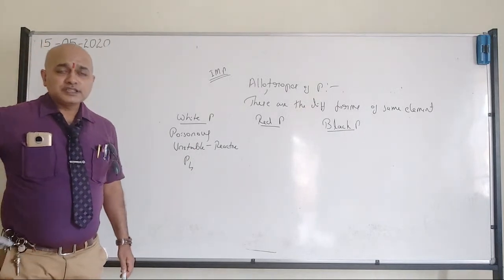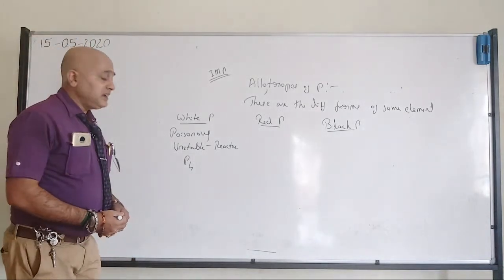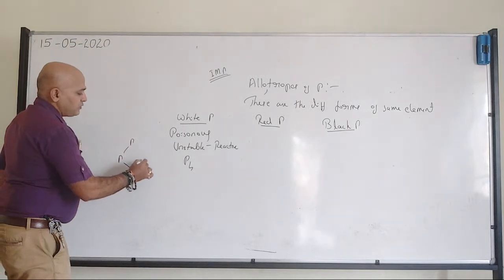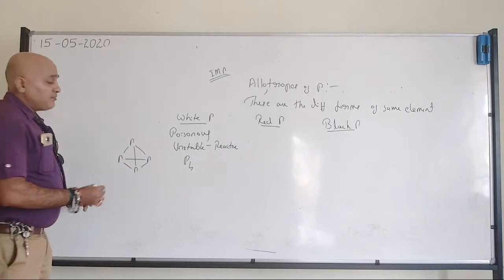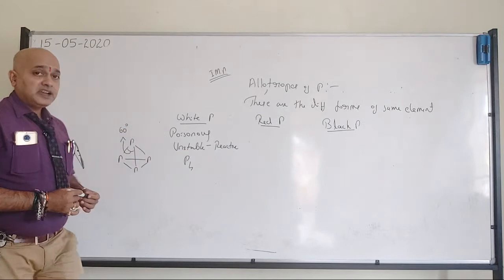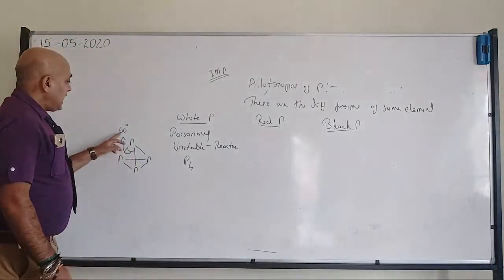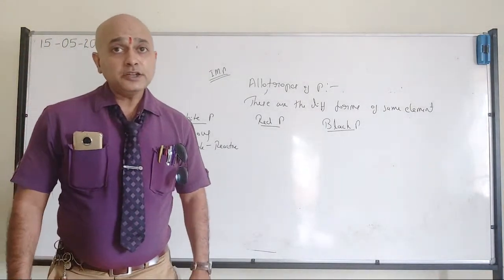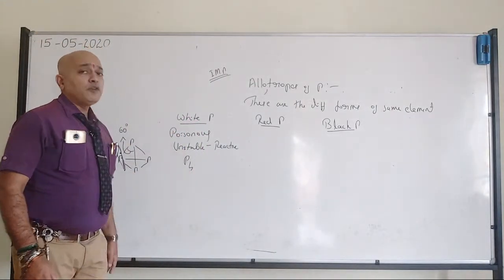Molecular formula for this one will be P4. Please remember, no one will ask you to write it, but it has a tetrahedral structure where 4 phosphorus atoms are attached to each other, with a bond angle of only 60 degrees. Due to the small bond angle, that might be the reason why it is highly reactive, due to the instability in its structure. So that's where we have white phosphorus.